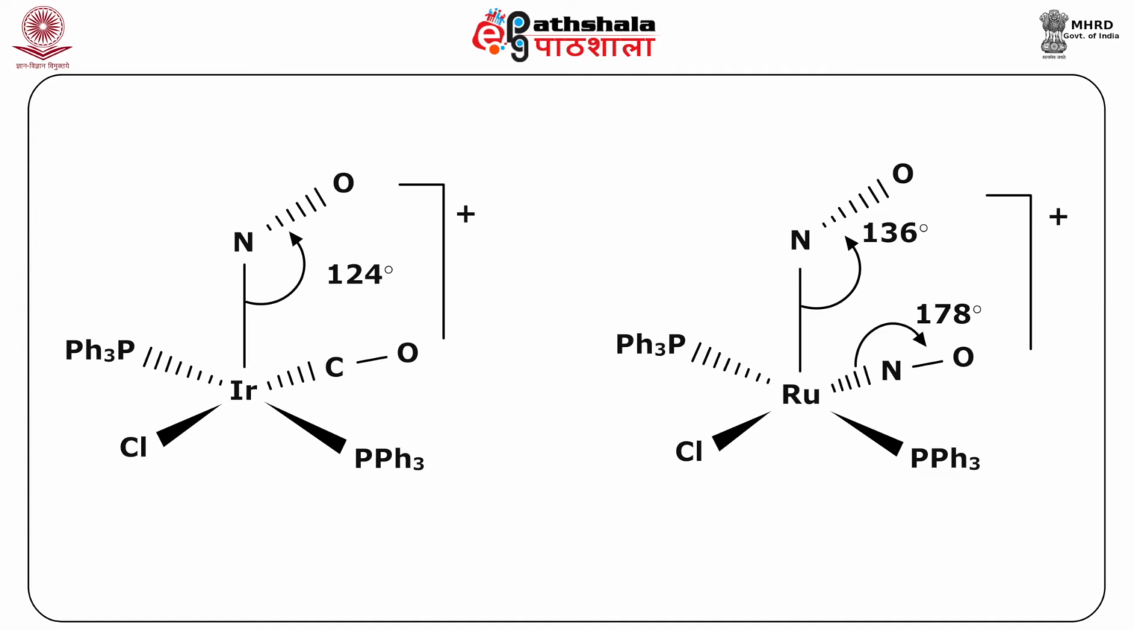On the other hand, in a related complex of ruthenium, which is shown here, the CO ligand can be replaced by a second nitrosyl molecule, giving both linear and bent M-N-O structures as shown in the figure. In this complex, the basal nitrosyl is linear with a ruthenium, nitrogen and oxygen angle of 178 degrees, whereas the apical nitrosyl was found to be bent with a bond angle of 136 degrees.